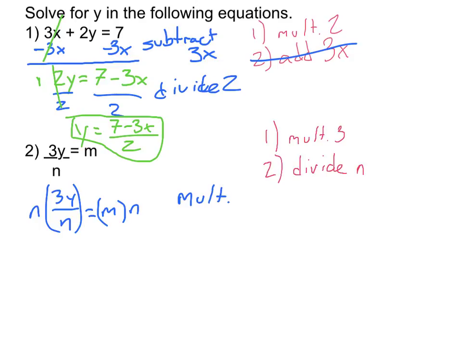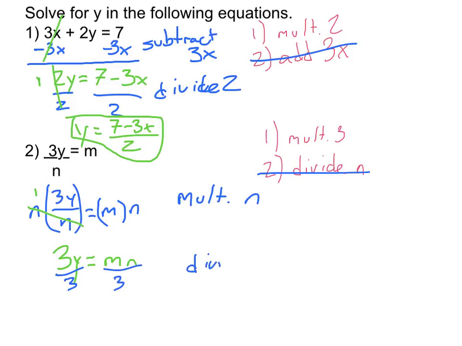Okay, on the left side, n divided by n gets me a 1. 1 times 3y is 3y. And on the right side, m times n is mn. All right, so that's taken care of. We've done the division of n. So let's take care of multiply 3. And what's the opposite of multiply 3? We're going to divide by 3.